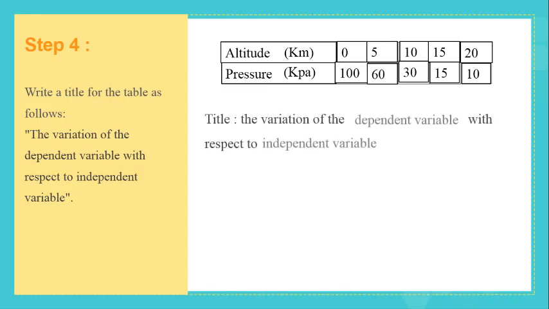The dependent variable is pressure, so replace the dependent variable by pressure, surely with its unit, kilopascal. What is the independent variable? Altitude. Replace the independent variable by altitude, surely with its unit, kilometer. Read the title with me now. The variation of pressure, kilopascal, with respect to altitude, kilometer.